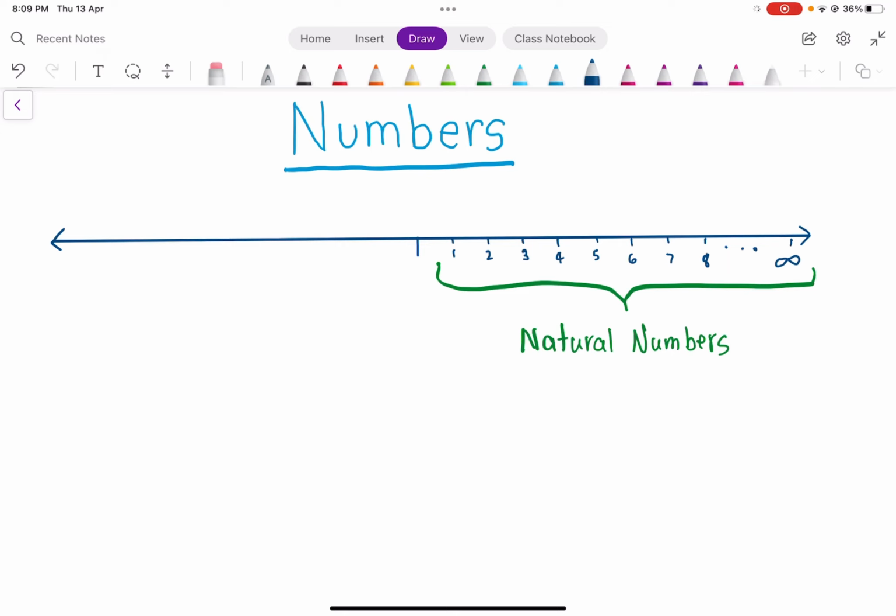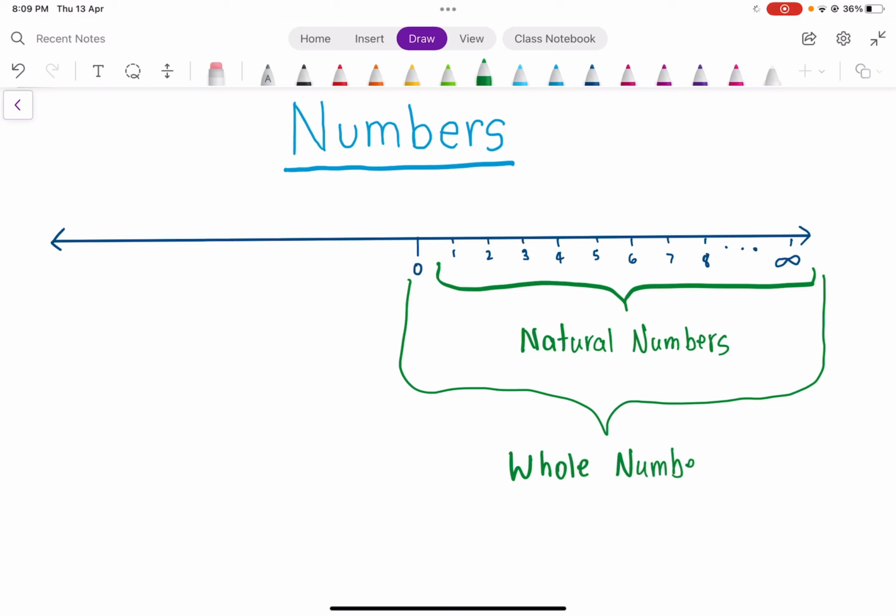Now, you may have noticed that I didn't include the number 0 here. That's because 0 isn't a natural number. So all the numbers from 0, 1, 2, 3, all the way to infinity, are whole numbers. So all the numbers from 0 to infinity are whole numbers.